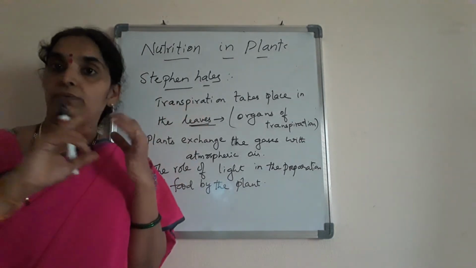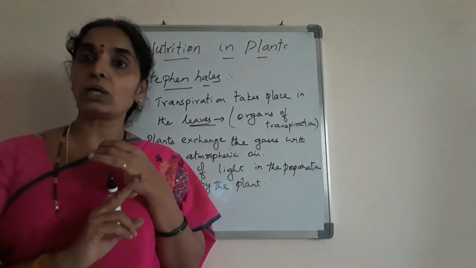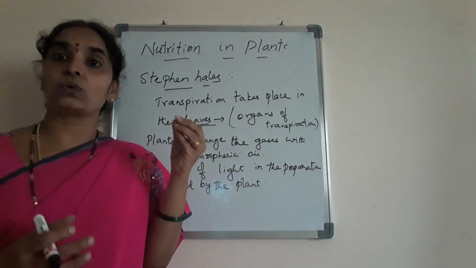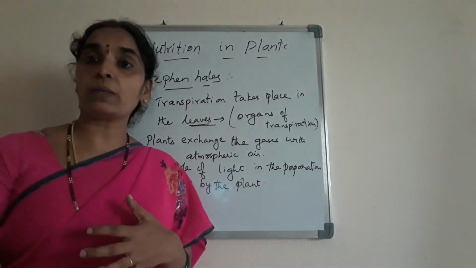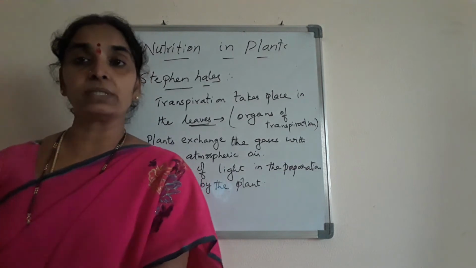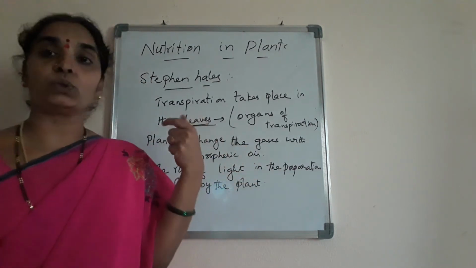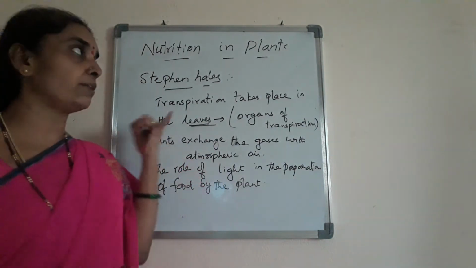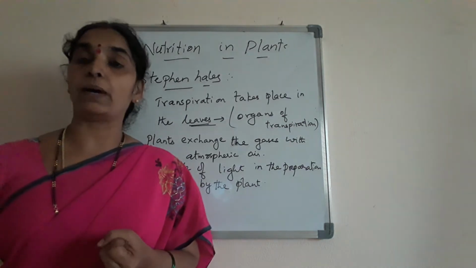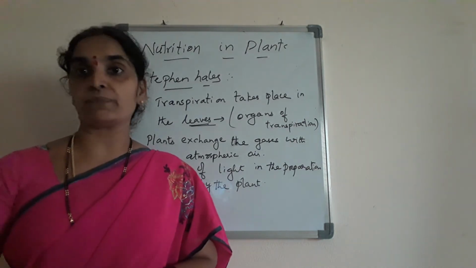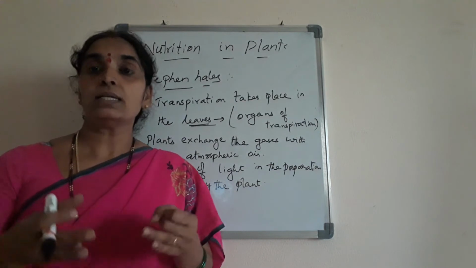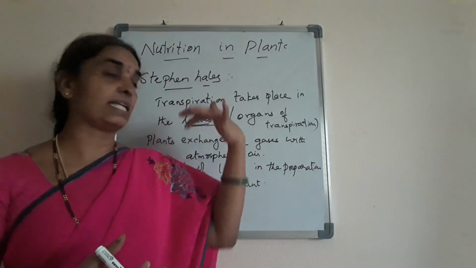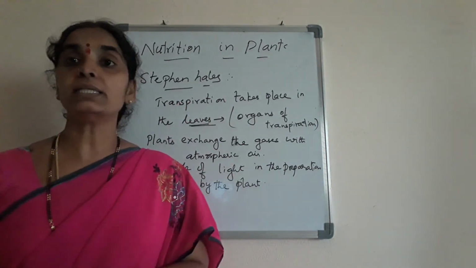You know that Von Helmont stated that the plant does not grow only through the water that it gets. The mass of the plant is not only due to the water it gets. So the growth of the plant was explained by Von Helmont, whereas Stephen Hales said about the removal of excess water from the plant that takes place through the leaves. What are the organs present in the leaves that take part in the transpiration process? It was explained by Stephen Hales.